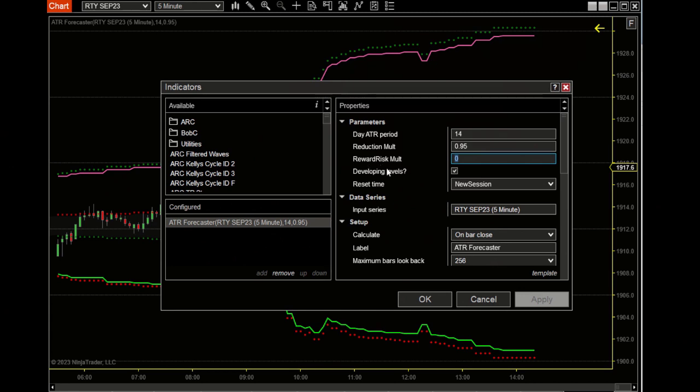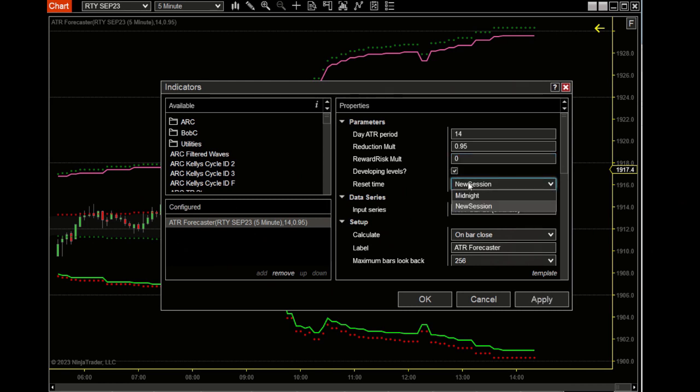I wouldn't use the risk-reward multiplier. I was doing some testing. Internally, it does some kind of theoretical trades, so you can ignore that. It actually does not print anything, so it's not really a functional parameter right now. Developing levels, we went over that versus the static. So if you turn off developing levels, it goes to the static number.